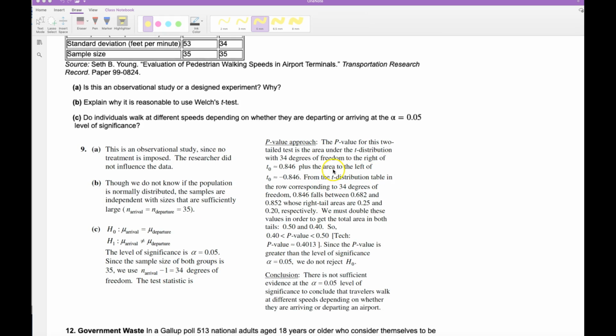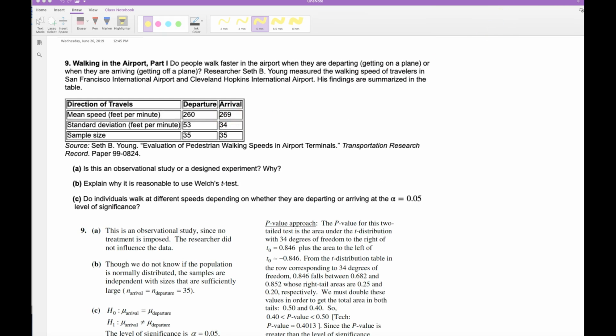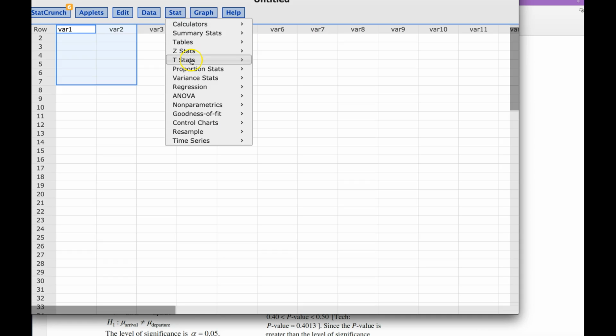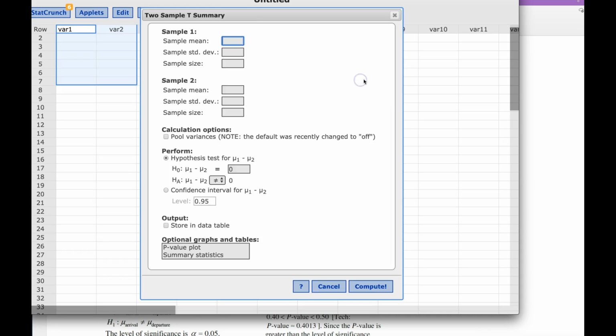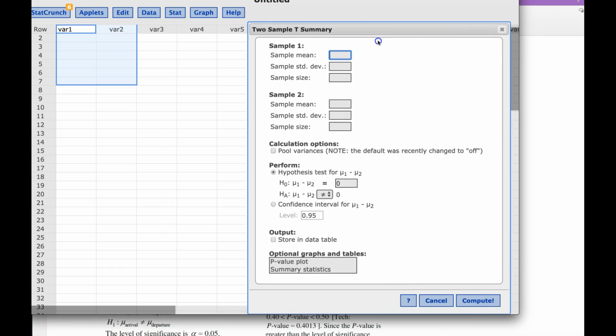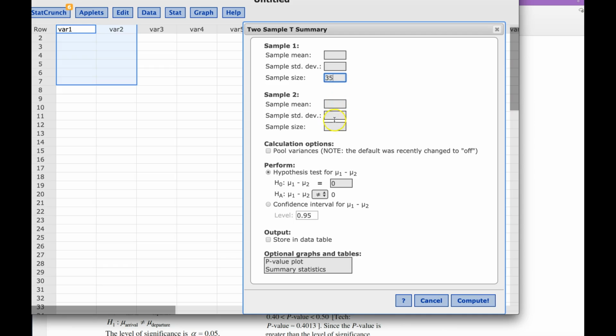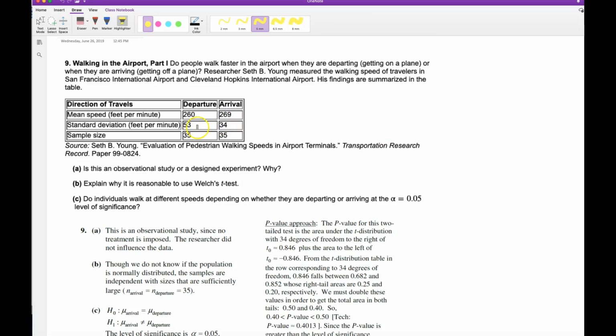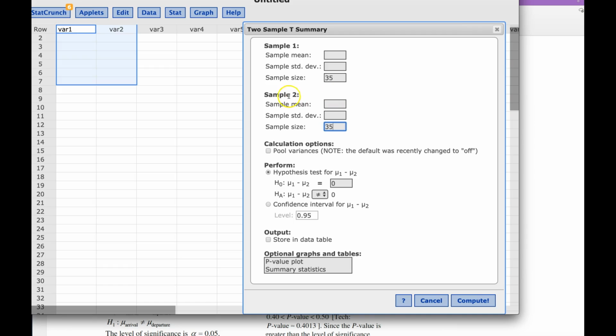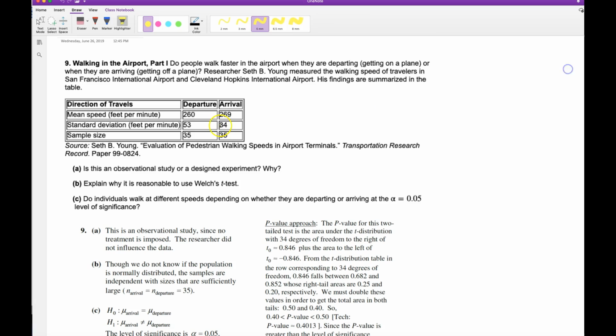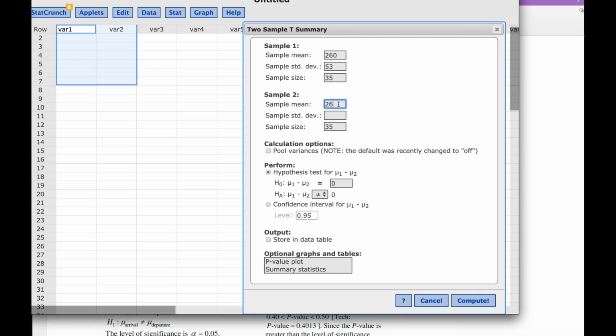If you're going to do some of these hand calculations from the notes, you can, but we will use StatCrunch, technology, to get that. Let's take a look. We need this data here. In StatCrunch, you're going to run a two-sample t-test with summary. We need those values. The sample sizes are 35 each. The group that was departing is 260 and 53, and arriving is 269 and 34.